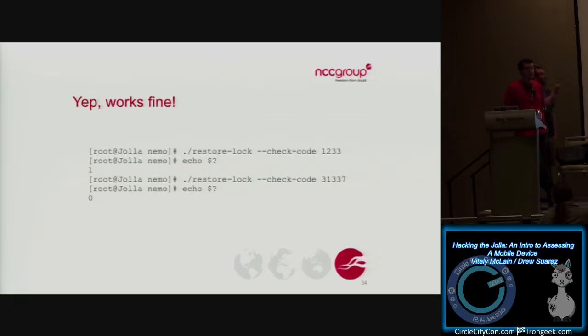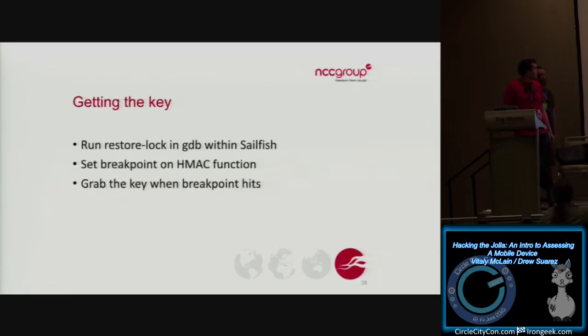So now that we could see it working, we thought, why don't we just have restore lock tell us what the key is, right? So the idea was, why don't we run restore lock in GDB, which is available, it's a debugger, and set a breakpoint on the HMAC function, which should actually have the key since it needs to use it, and then we'll grab the key when the breakpoint hits.